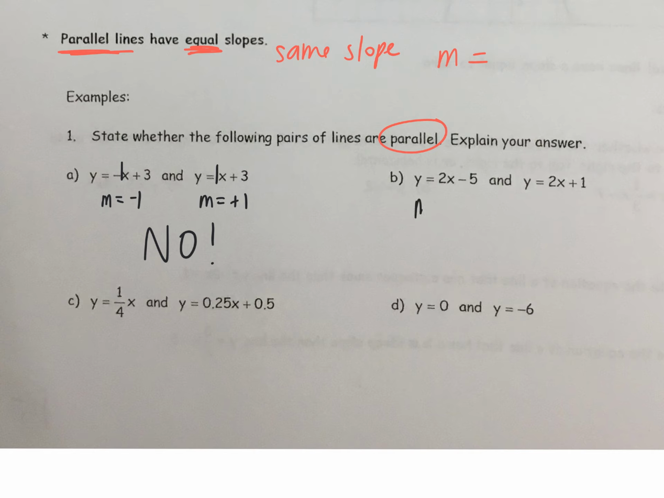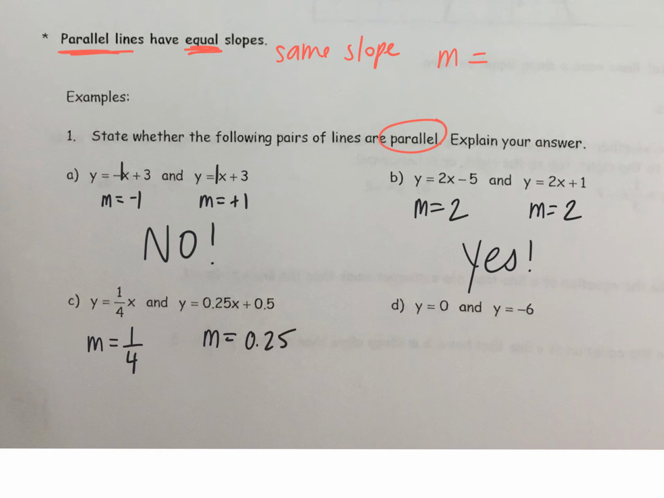B, the slope of this line is 2 and the slope of this line is 2. Are they parallel? Yes. Question C, what is the slope of the first line? Shakila, what's the slope? The slope is 1 over 4, and what's the slope of the second line? Is 1 over 4 the same as 0.25? Yeah. So are these two lines parallel? Yes.